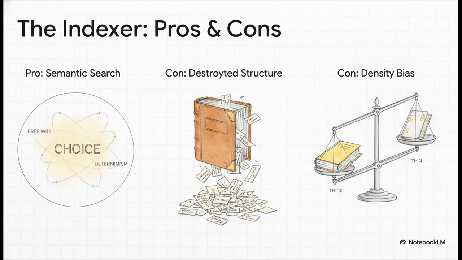Now, the big advantage here is something called semantic search. It's really cool. If you search for free will, it won't just find those exact 2 words. It's smart enough to find passages about choice, determinism, moral responsibility, because it gets the meaning. But, and this is a huge but, the downsides are massive. By turning a book into a pile of random index cards, you completely destroy its original structure. You lose the author's argument, and it suffers from something called density bias, which means it will almost always pull an answer from the book where you made 300 highlights and ignore the one where you only made 15, even if that second book has the deeper insight.